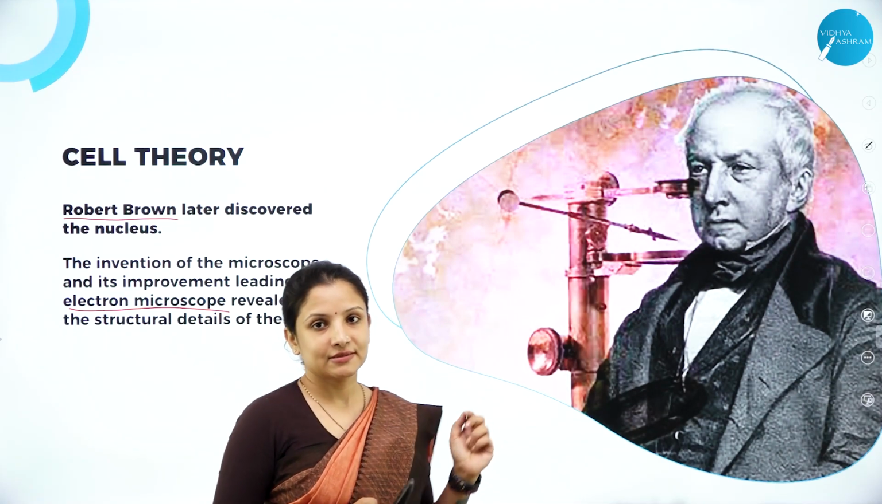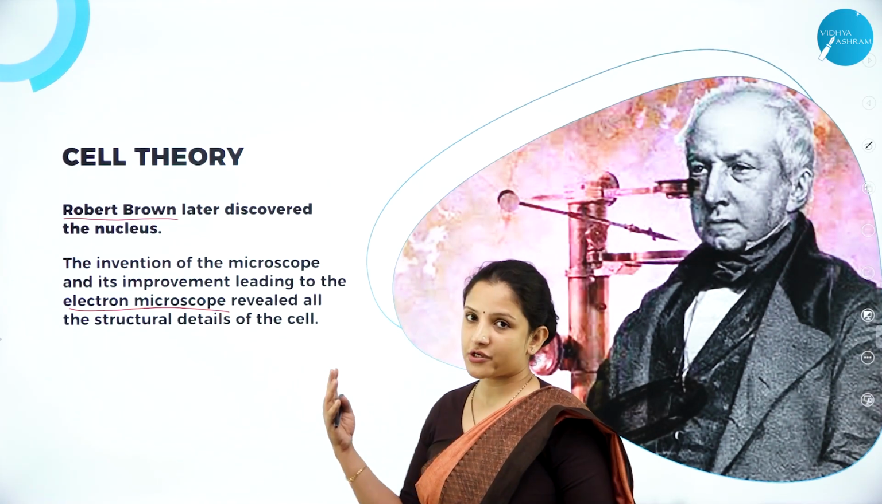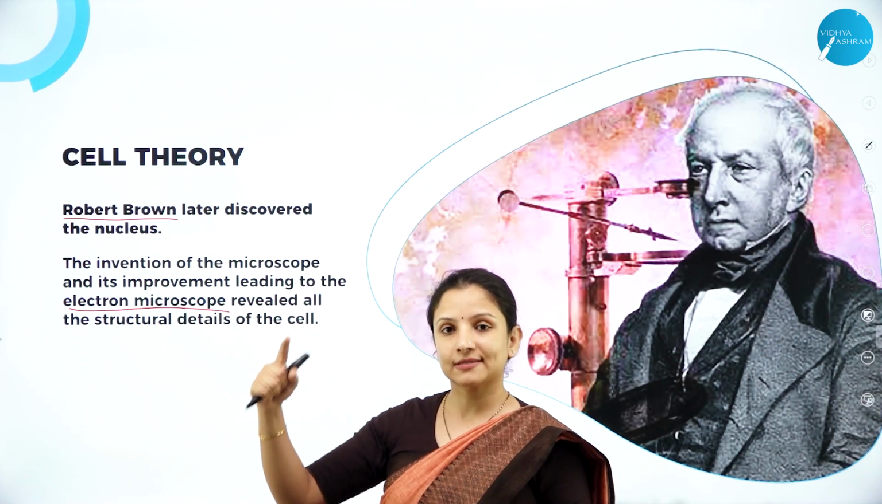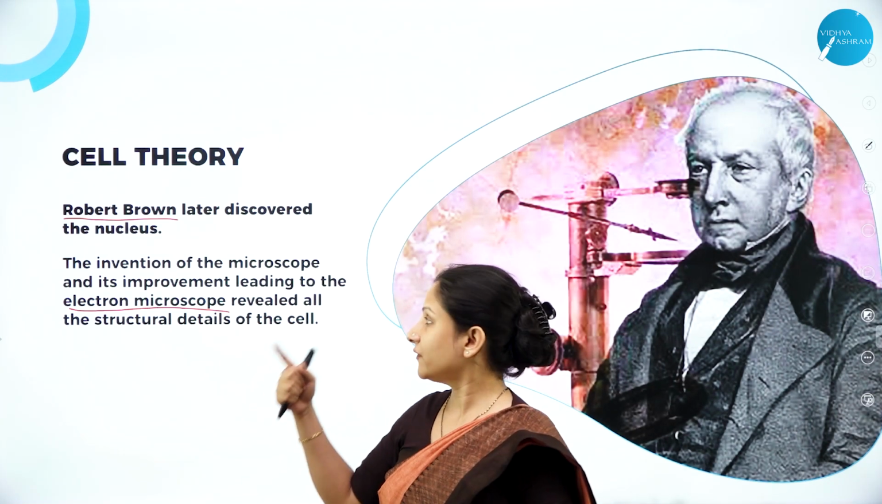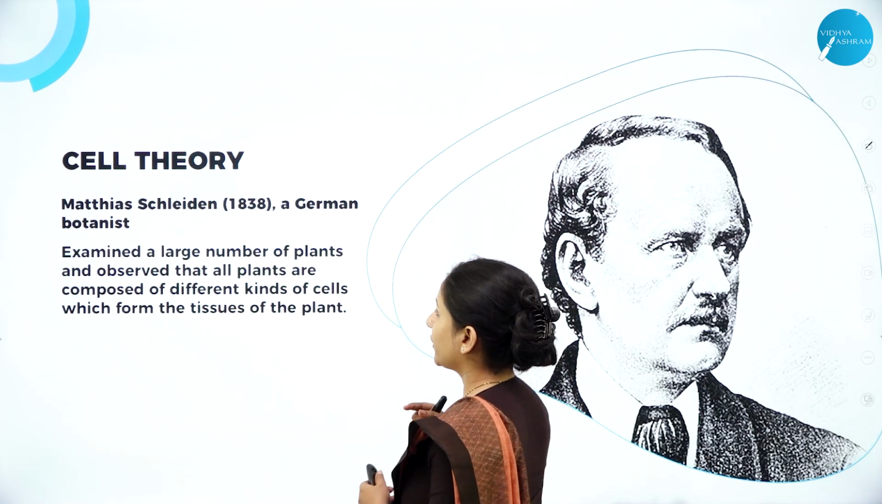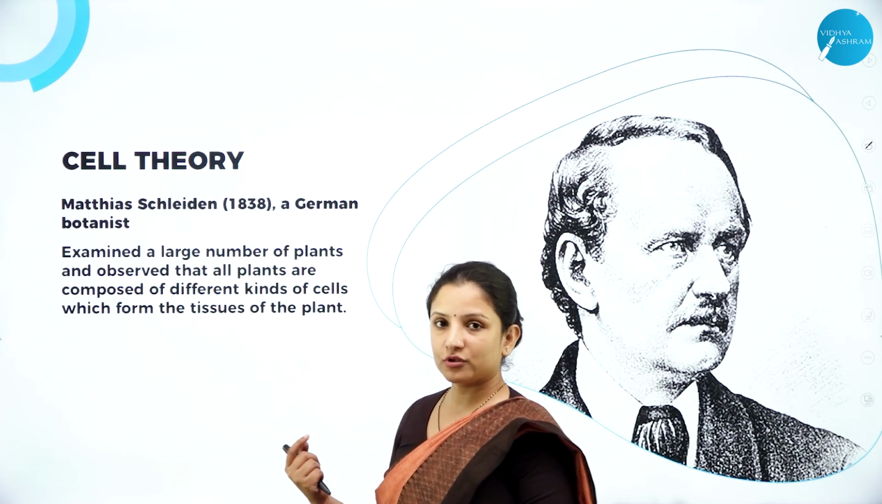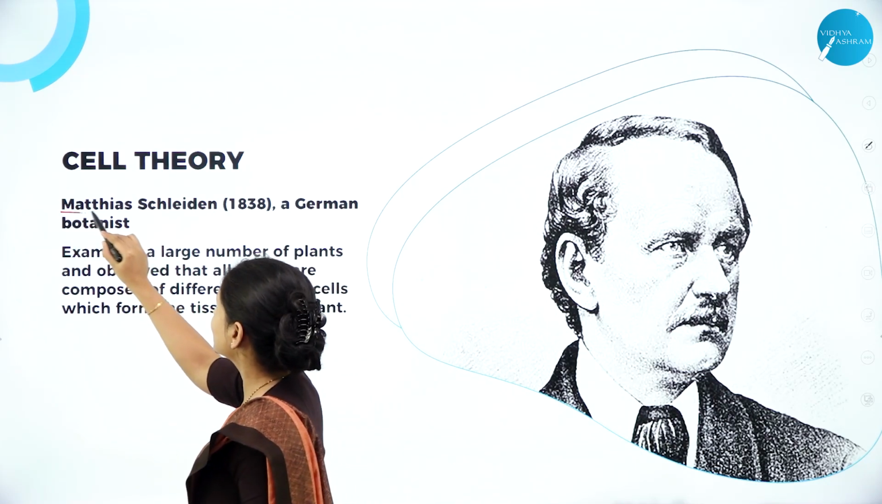So, this was the scientist Robert Brown. Again, to brush up, Anton von Leeuwenhoek discovered a live cell. Inside the live cell, the nucleus was discovered by Robert Brown. Moving further, there is one more scientist, Matthias Schleiden.